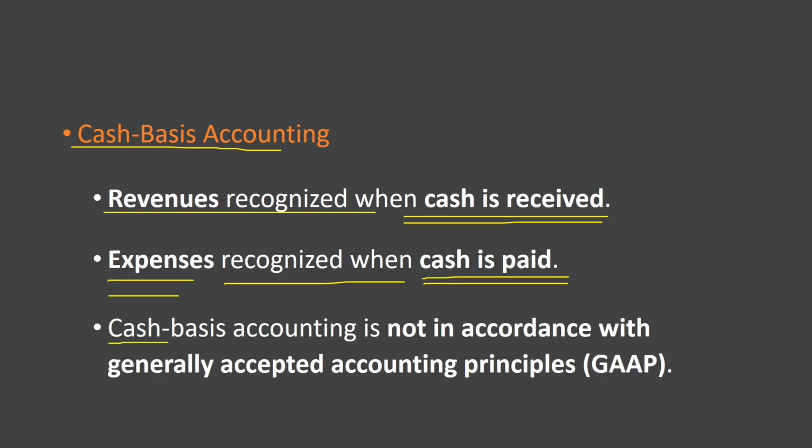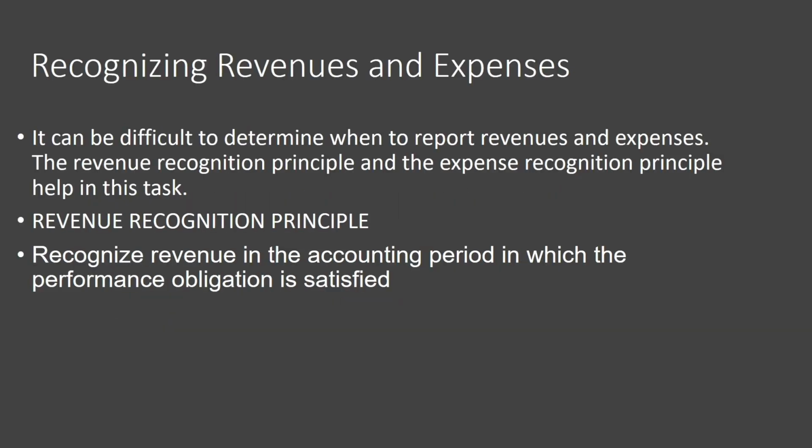So cash basis accounting is not in accordance with generally accepted accounting principles, called GAAP. It is not in accordance with GAAP. The cash basis accounting is totally opposite to the accrual basis accounting. When we pay or receive the cash, then we record that transaction, whereas in accrual basis we record when we perform the services or when the expenses occur. So it is totally opposite to the accrual basis. We have understood the difference between accrual and cash basis accounting.